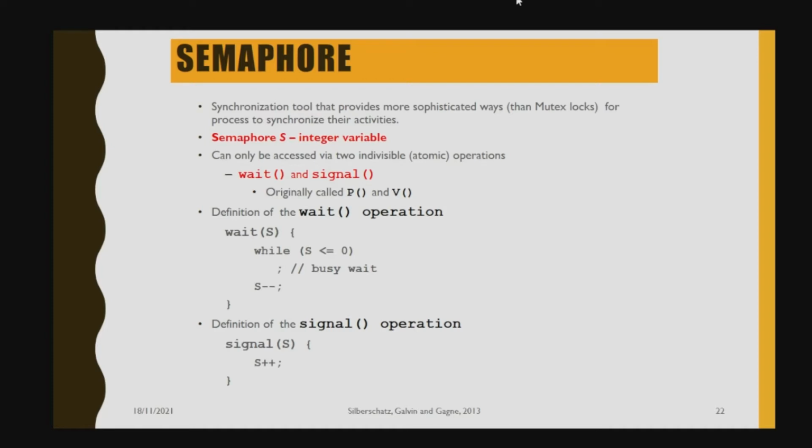Okay. The definition of the wait operation is based on this code: wait on the semaphore integer, while the semaphore is less than or equal to 0, this part is a busy wait, and then we try to decrease the value of S, which refers to the semaphore. For the signal operation, signal refers to the semaphore, and we increment the value of the semaphore variable.